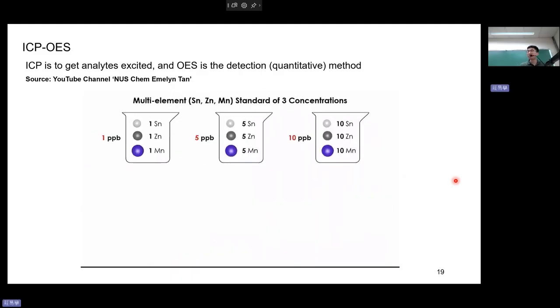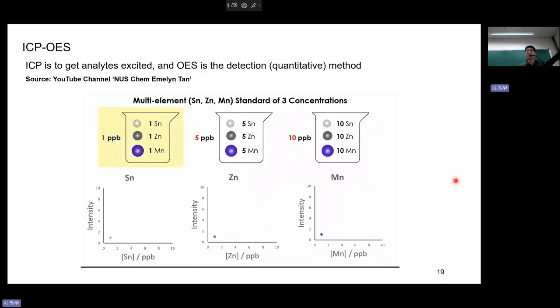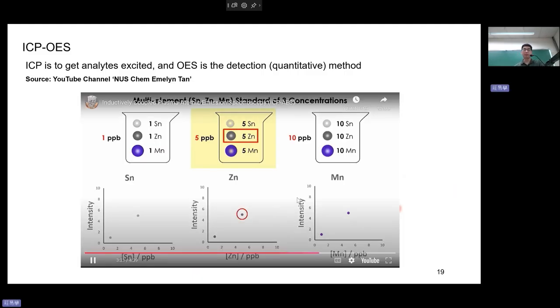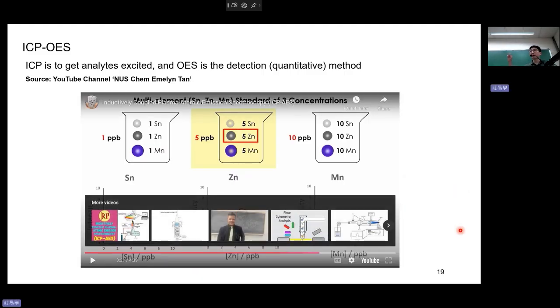So basically, the following video is showing you guys how to prepare the standard calibration curve. Well, anyway, I'm going to stop here. So that's the working principle of ICP OES.